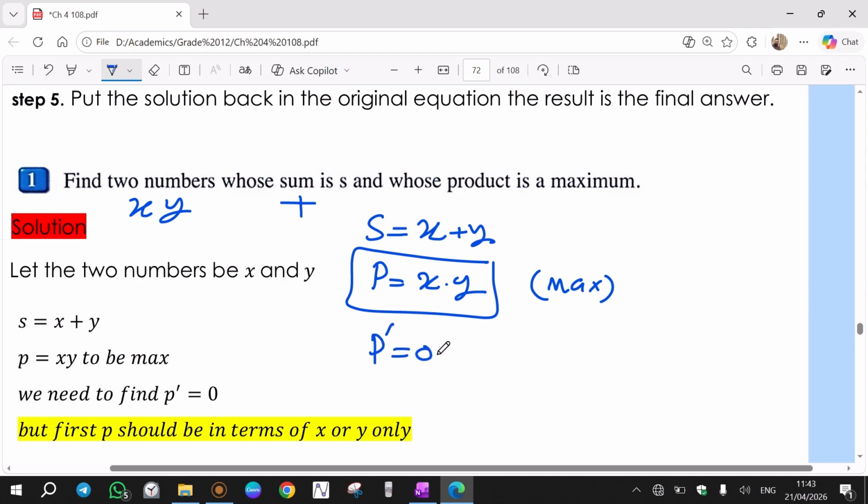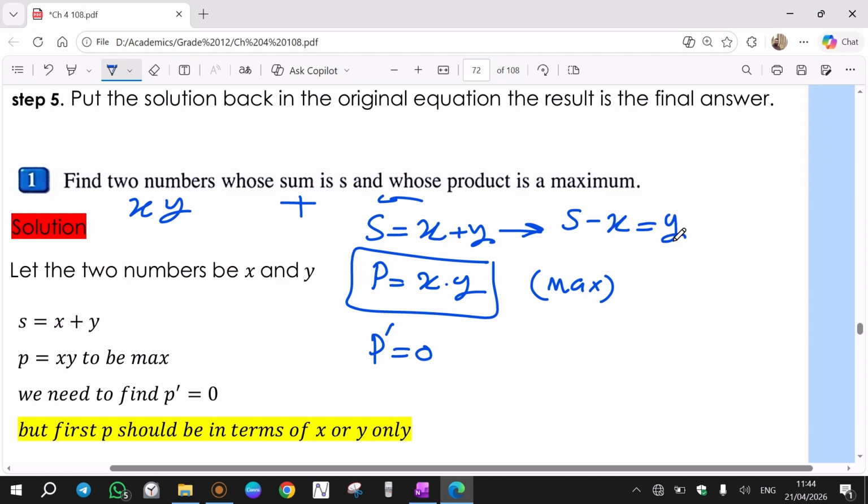equalize to 0. Remember, always before taking the derivative, there should be only one variable, only x or only y in the product, then do the derivative equals 0. This s is given to help us write x or y in terms of the other. That's why this relation is given in the beginning. Now if I want to make y the subject, y stays here, x goes to the other side, so s minus x equal to y.